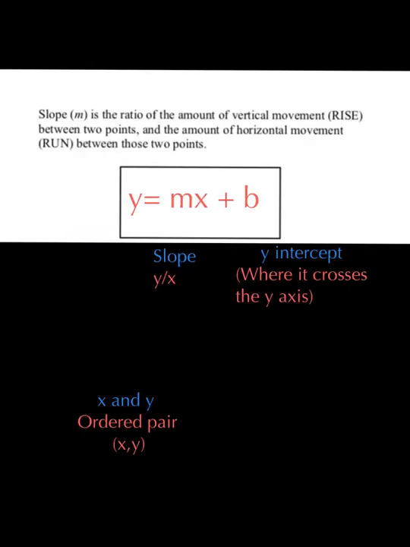All right, so what is slope? Slope is the ratio of the amount of vertical movement, the rise, between 2 points, and the horizontal movement, the run, between those 2 points. It's also known as the steepness of a line. To write an equation for slope, we use y equals mx plus b, where m stands for the slope of a line. And to get the slope, you set y over x, or also known as the rise over the run.